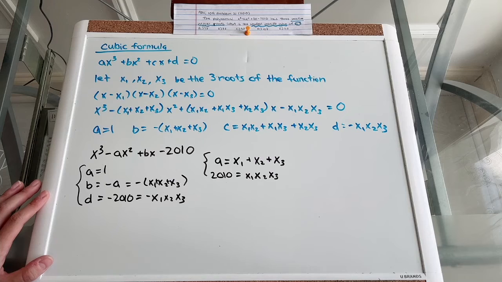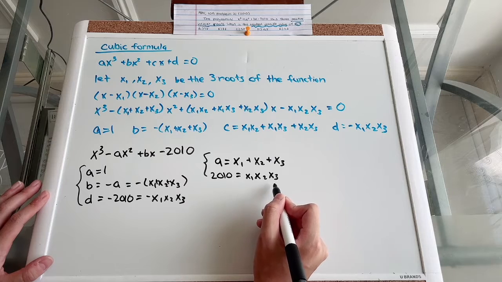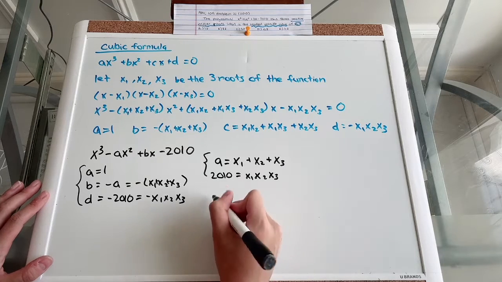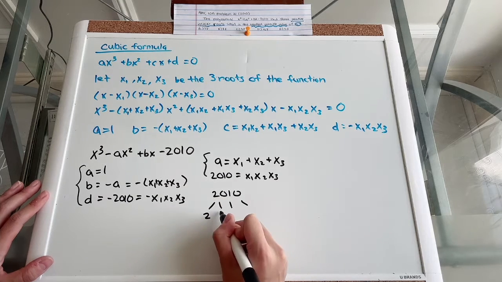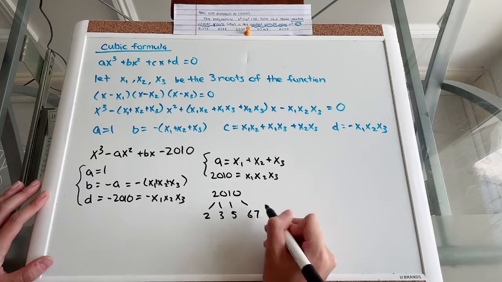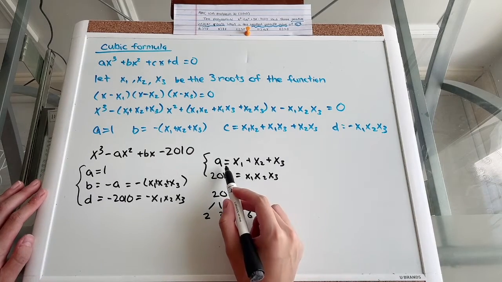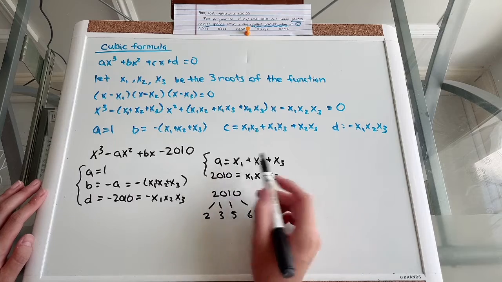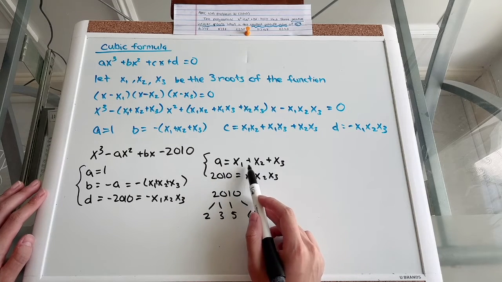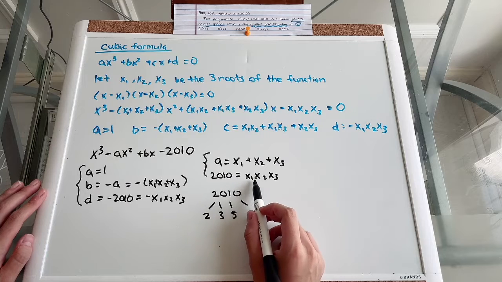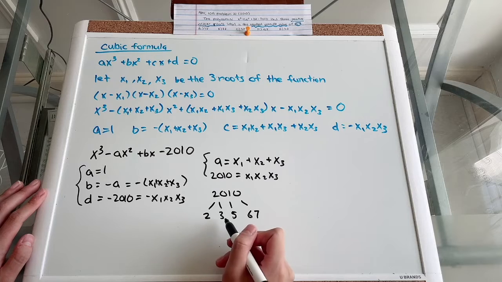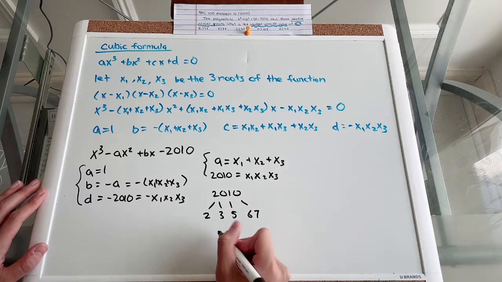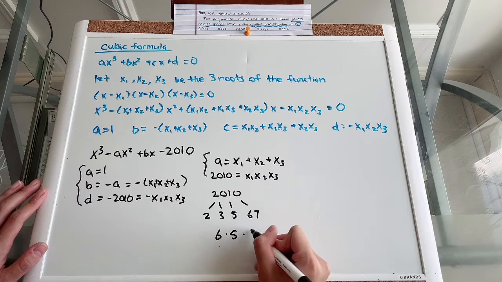Since we know that this polynomial has three positive integer roots, that means x1, x2, and x3 are each positive integers. So if we factor 2010 into prime numbers, we get 2 times 3 times 5 times 67, and this is equal to 2010. Because we are trying to find the smallest possible value of a, we are trying to find the smallest possible value of the three roots added together. So to make x1, x2, and x3 the smallest, we can multiply the two smallest prime numbers of 2010, which is 2 times 3. So it would be 6, 5, and 67.